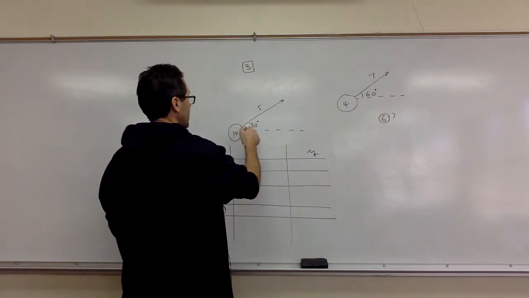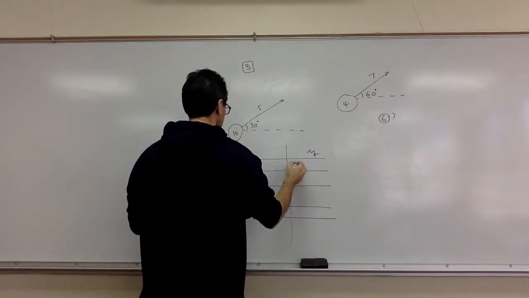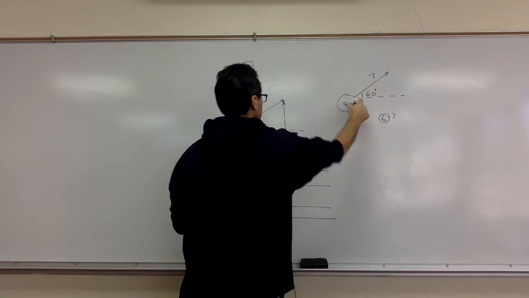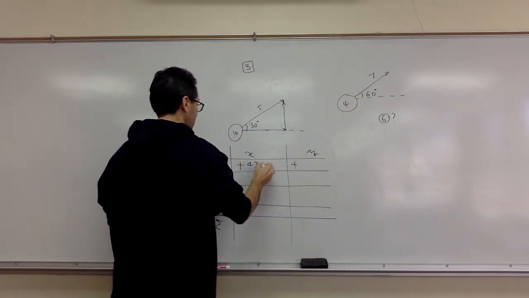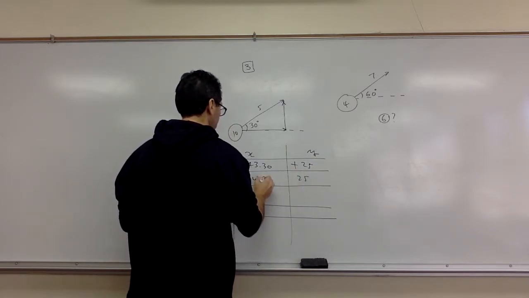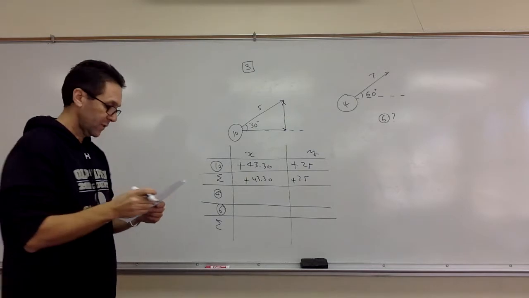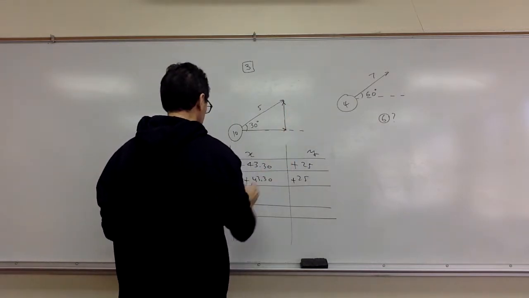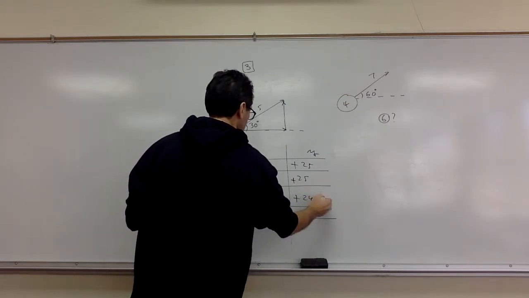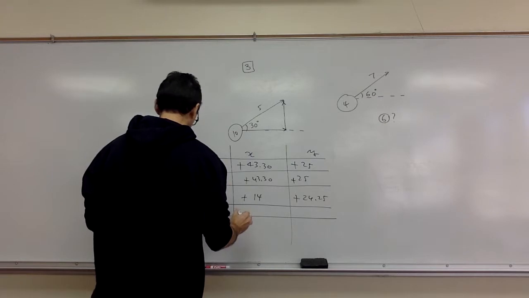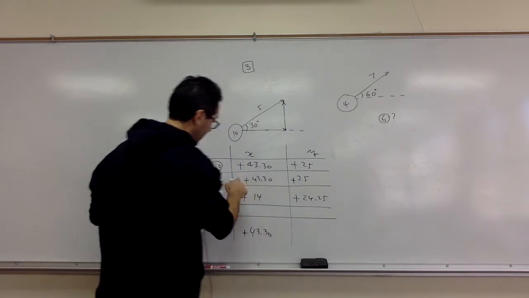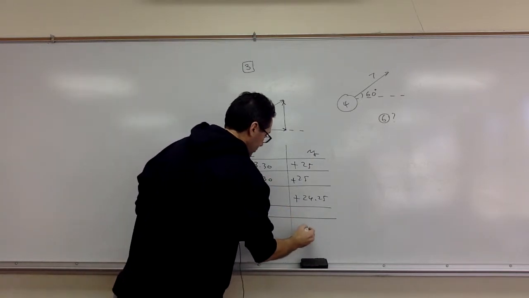All right, well, I did the math. So for the 10, it's positive and positive. So you do trig. You can separate this, in other words, into components. You do the same thing here. 43.30, 25, the sum is 25 and 43.30. For number 4, after the explosion is plus and plus, that's 14, 24.25. And this is 43.30 positive, because it's the same as the sum here, conservation of momentum.